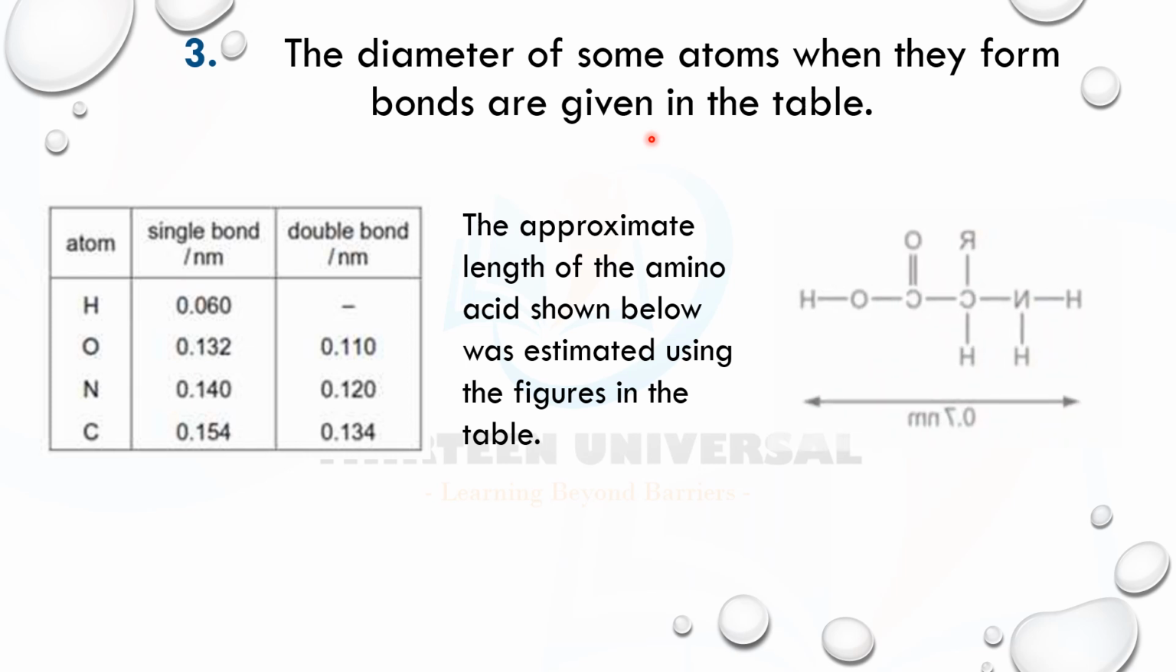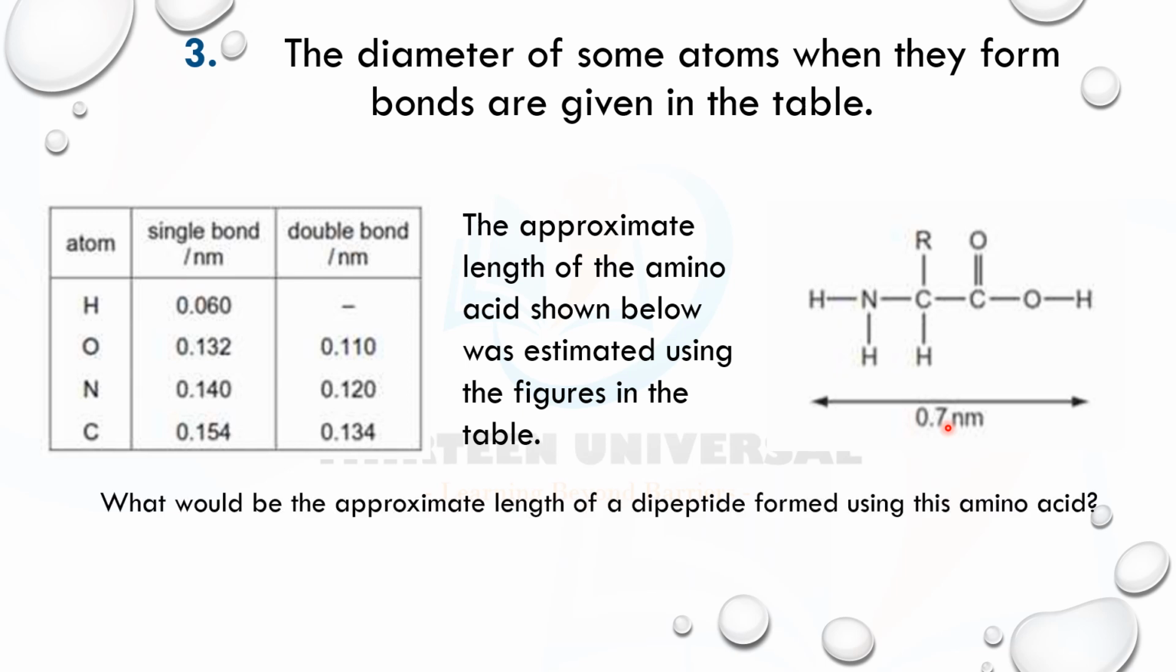Look at it. This is an amino acid. From here to here, the length is 0.7 nanometer. The question says, what would be the approximate length of a dipeptide formed using this amino acid? That's it, guys. Pause the video and work on it. Let's see what you get.